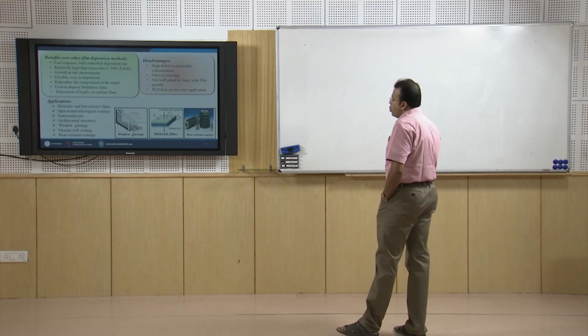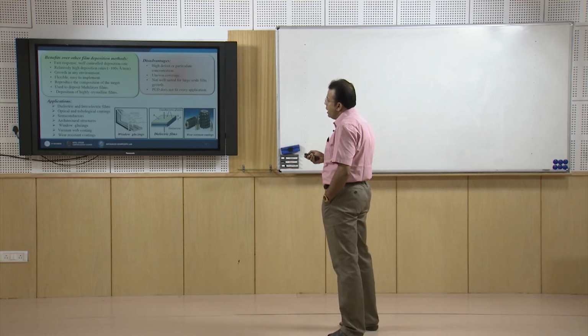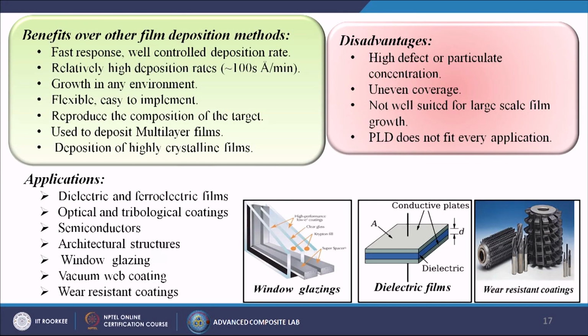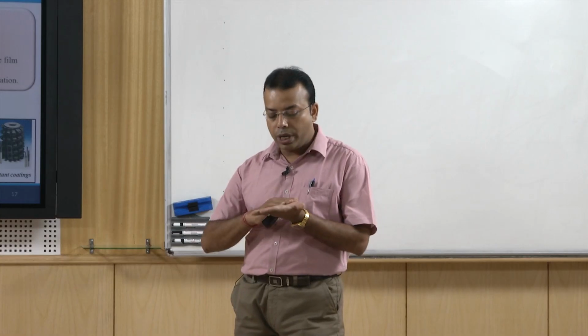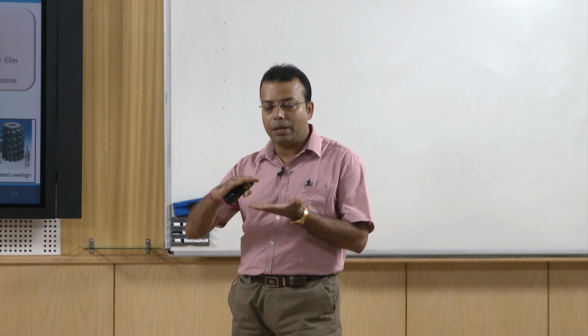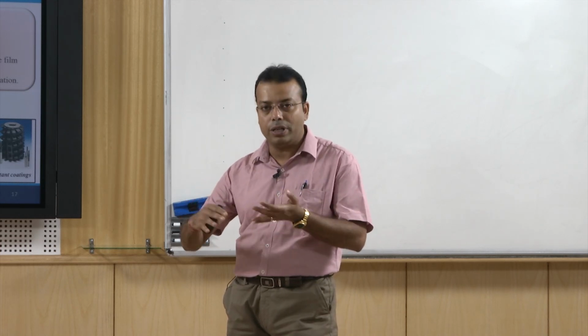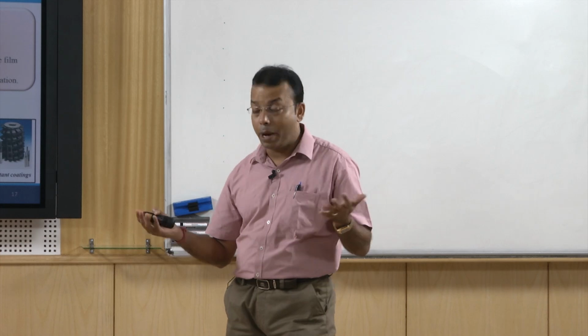So, what are the benefits over other film deposition methods? It is fast response, well controlled deposition rate, relatively high deposition rates, and growth in any environment is possible, either a reactive gas or an inert gas. It is flexible, easy to implement, reproduces the composition of the target, can deposit multilayer films, and deposit highly crystalline films. That means you can make a sandwich structure also. Coating of one material, then on top of that another material, then on top of that another material. So, it depends on our requirement.